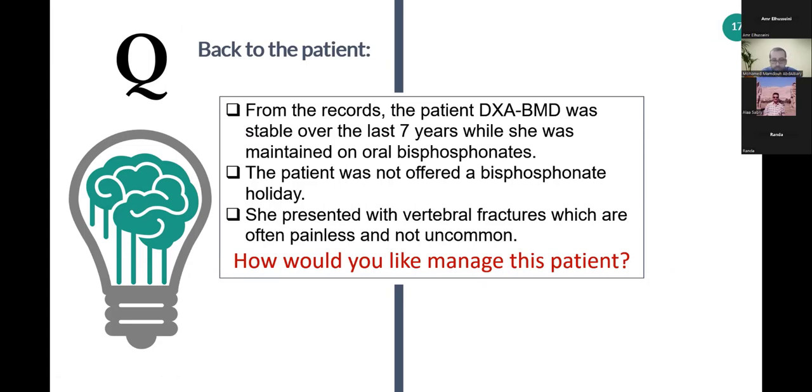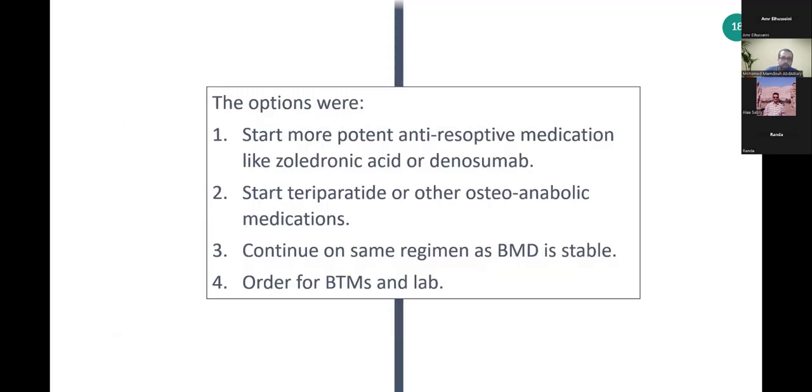So back to our patient. From the records, the patient's DEXA BMD was stable over the 7 years, while she was maintained on oral bisphosphonate. The patient reported that she was taking the bisphosphonate once per week, but sometimes she could miss a dose or two. The patient was not offered a bisphosphonate holiday, and today she presented with a vertebral fracture, which is often painless and not uncommon. So my second question is, how would you like to manage this patient? And again, you can answer the question in the chat box.